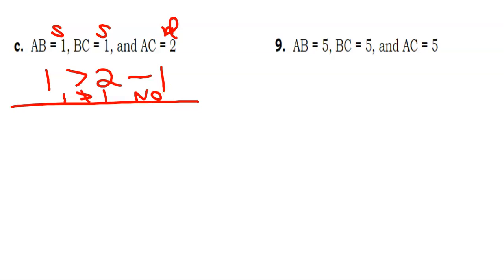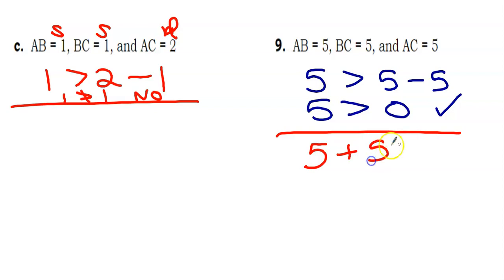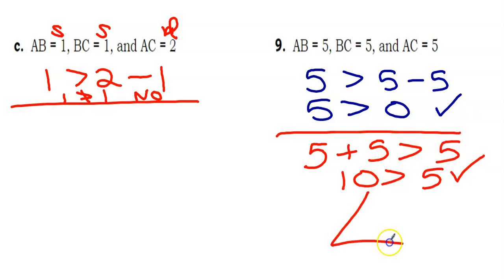All right, what if they're all the same size? Well, is 5 greater than 5 minus 5? Well, yes, 5 is greater than 0, so that works. Okay, and then again, they're all the same, so it doesn't really matter which one's small and which one's medium. Or you could say, is 5 plus 5 greater than 5? Well, yeah, 10 is greater than 5. So yes, this works. This is an equilateral triangle. So all the sides can be the same.